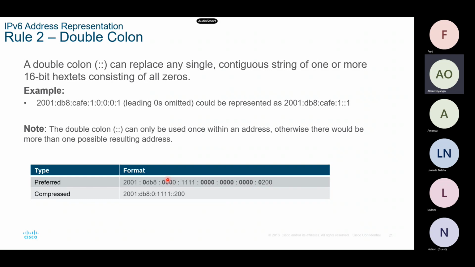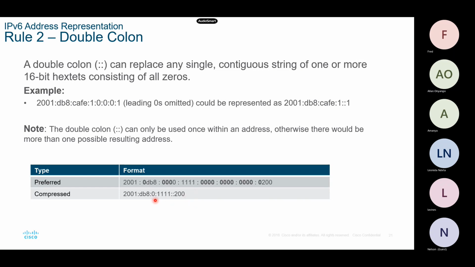Ideally, you could also put the double colon here, but remember, our objective is to make the address as short as possible. So we represent all these zeros by just using a double colon. And you can see the double colon is right here. So this will become 2001, colon DB8, colon 0, colon 1111, double colon 200. The double colon can only be used once in each address. That is a very important point, okay?